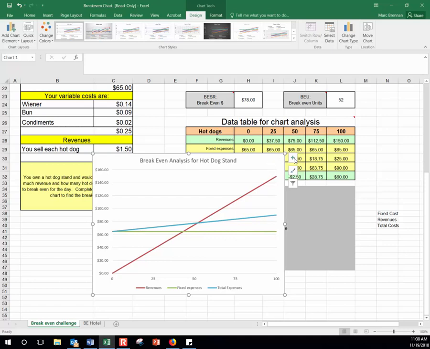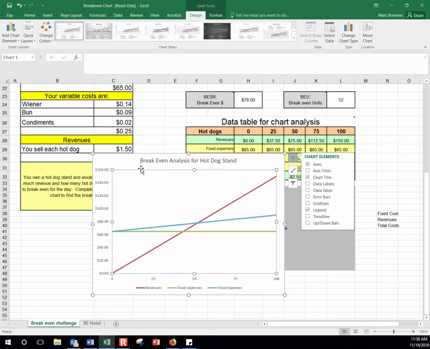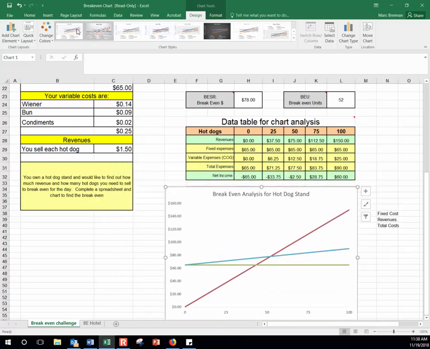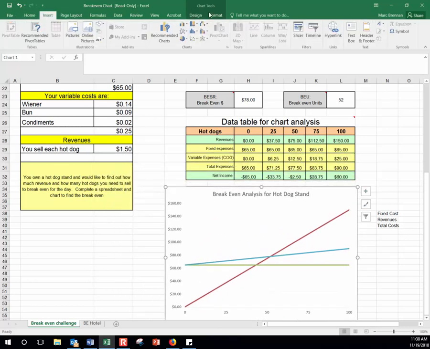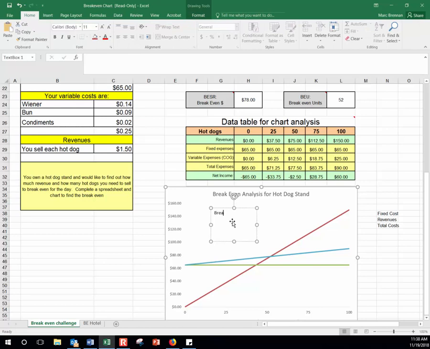So we're going to highlight it. First of all, we're going to hit our chart elements, and we're going to get rid of the grid lines. And then what we're going to do is we're going to go Insert. We're going to insert a text box, just a small one, inside of our chart. And we're going to write break-even point. And we can write BESR, break-even sales revenue.